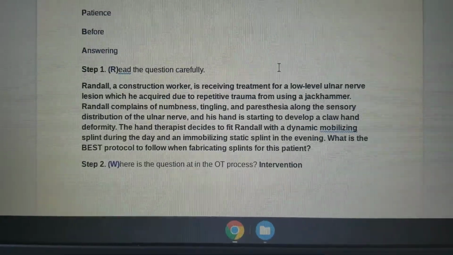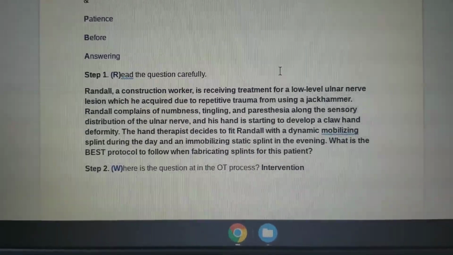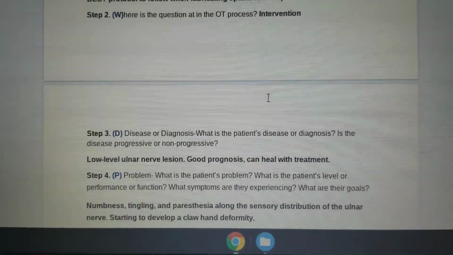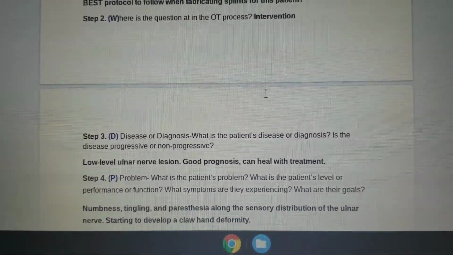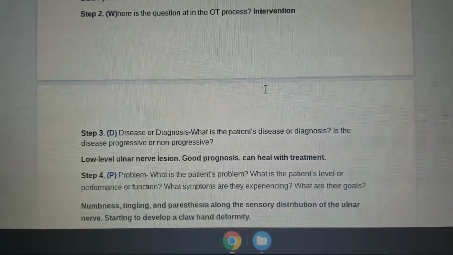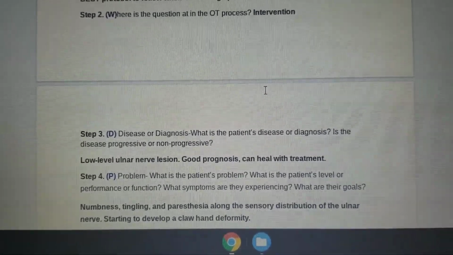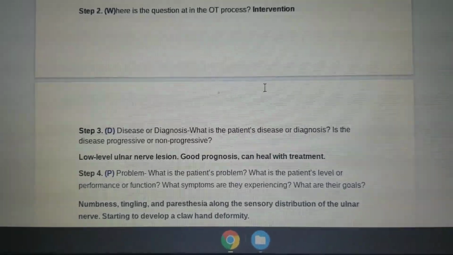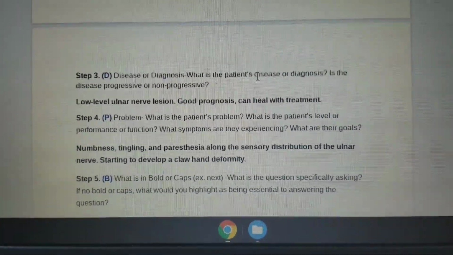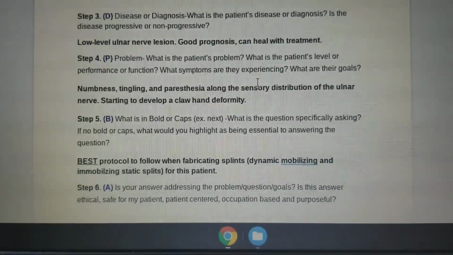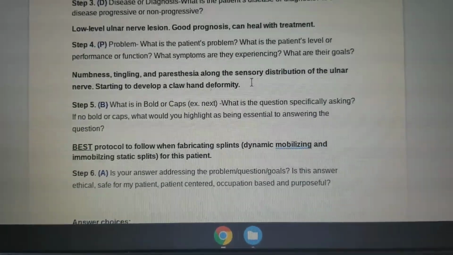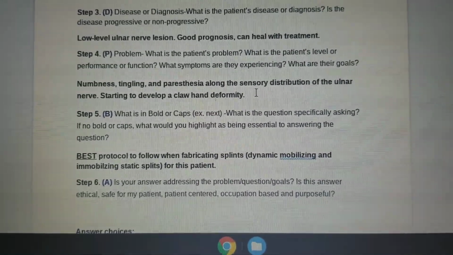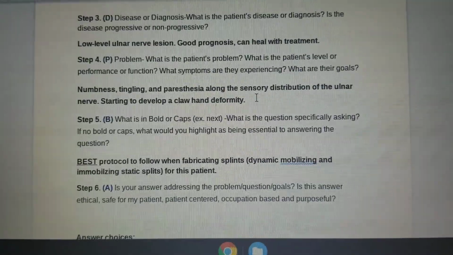So in step 2, we want to think about where we are in the OT process. This is definitely in the intervention stage. In step 3, we want to pay attention to the disease and diagnosis, and this is a low-level ulnar nerve lesion. The patient has a good prognosis and they can heal with treatment. In step 4, what is the patient's problem or function, or what are their symptoms? This patient is experiencing numbness, tingling, and paresthesia along the sensory distribution of the ulnar nerve, and they're starting to develop a claw hand deformity.